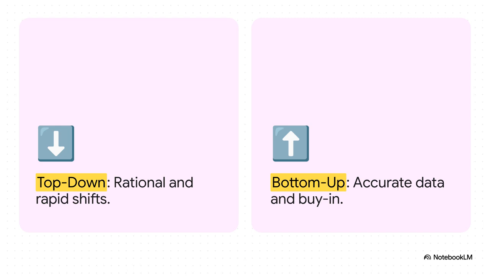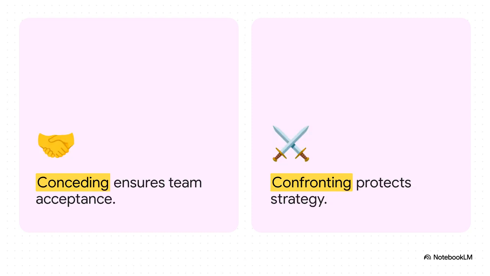Top-down influence is rational. It sees the big picture and allows for really rapid organizational shifts. But bottom-up influence relies on highly accurate local data, and it builds incredibly crucial employee buy-in. If you rely way too much on the bottom, though, you run the risk of localitis. That's the dangerous belief held by local managers that the entire corporate war is won or lost solely within their specific little department.